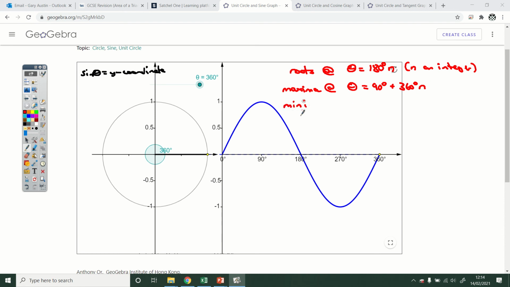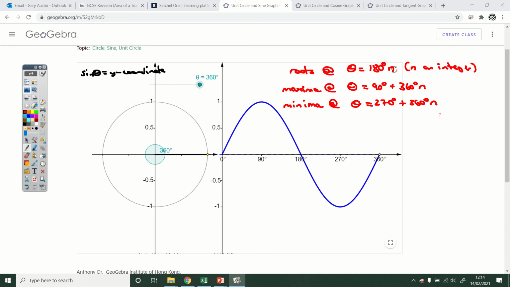The minima, it's got plenty of minimum values as well. And we can certainly describe those in a similar way. The first one we get to is at 270. And then each one past and before that is going to be a multiple of 360 away. So we can describe it that way.